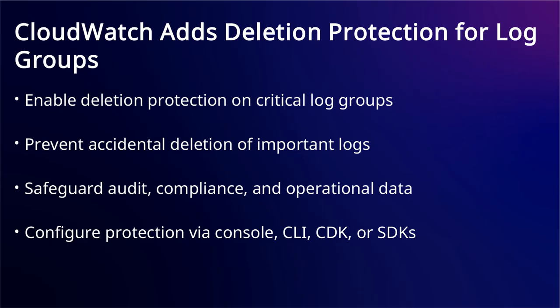Accidental deletion of critical logging data can lead to loss of important audit trails, compliance records, and operational logs. CloudWatch now offers deletion protection for log groups to address this issue. You can enable protection on critical log groups to prevent unintended deletions. This feature safeguards audit, compliance, and operational data by requiring explicit deactivation before deletion. You can configure protection during log group creation or for existing groups using various AWS tools. This additional layer of security helps maintain data integrity for troubleshooting and analysis purposes across all commercial AWS regions.